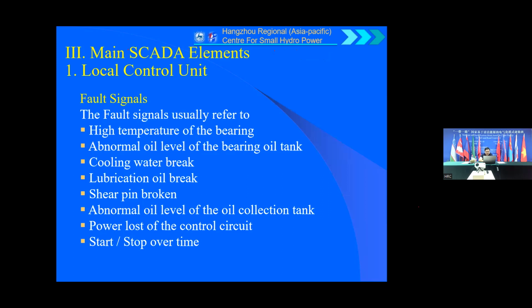Actually, for the SCADA system, we separate the digital signals into three parts. The first kind is the normal signals. It just presents the on-off status of some equipment. The second kind of digital signal is fault signals. Fault signals usually refer to high temperature of bearing, abnormal oil level of the bearing oil tank, cooling water break, lubrication oil break, shearing pin broken, and abnormal oil level of the oil collection tank.